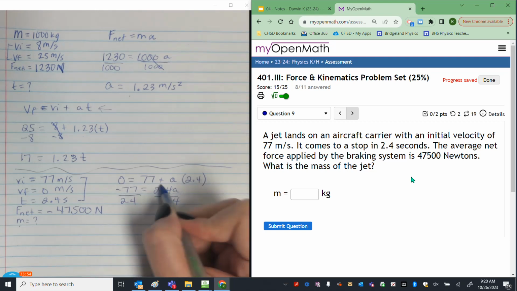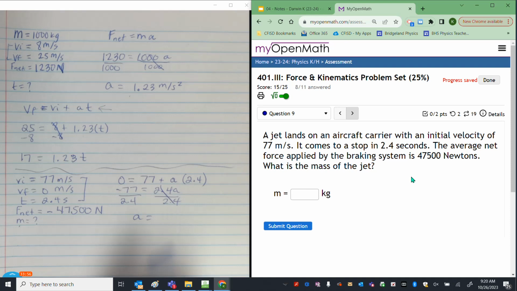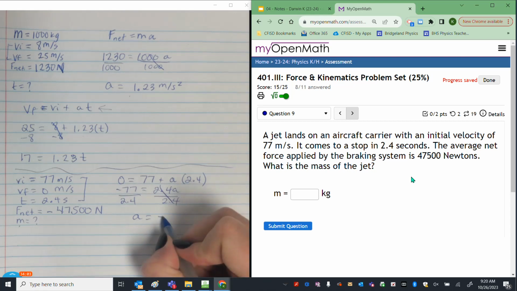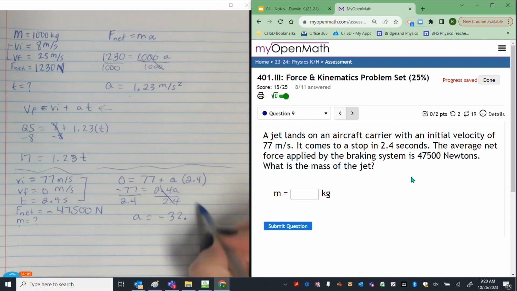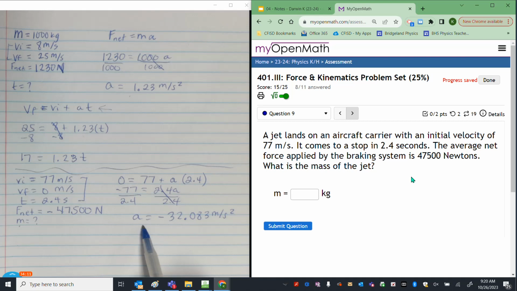And we have acceleration is equal to 77 divided by 2.4, which is going to be negative 32.083 meters per second squared. Okay, this is not our answer, but we need it to find mass.